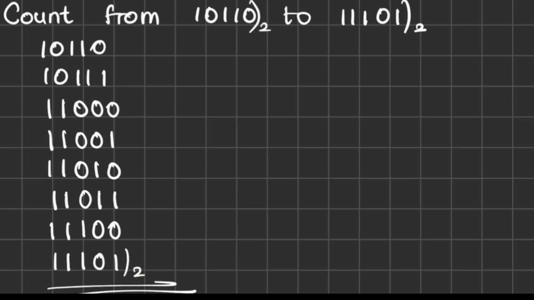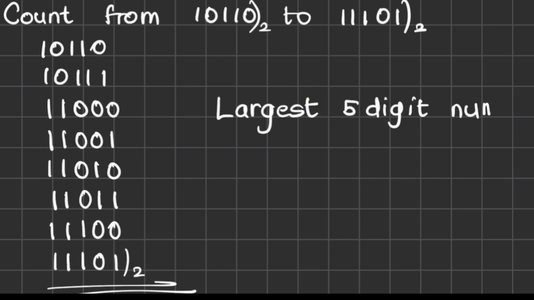So here we can take a look at another question. What is the largest 5-digit number in base 2? The answer to the question would be 11111.